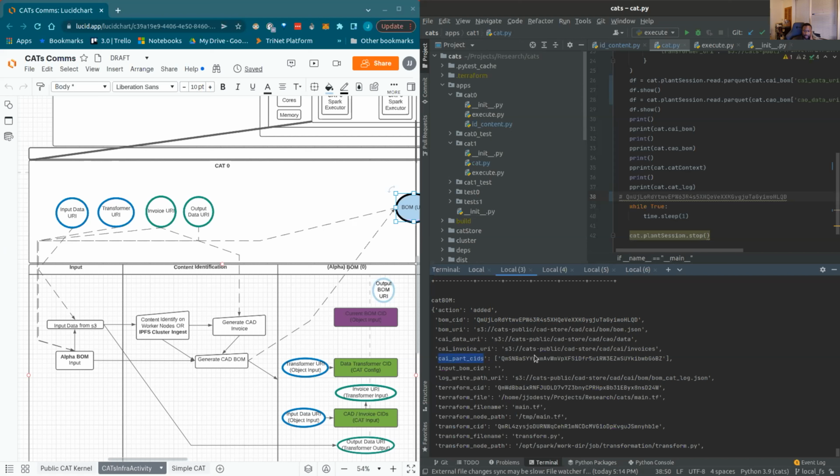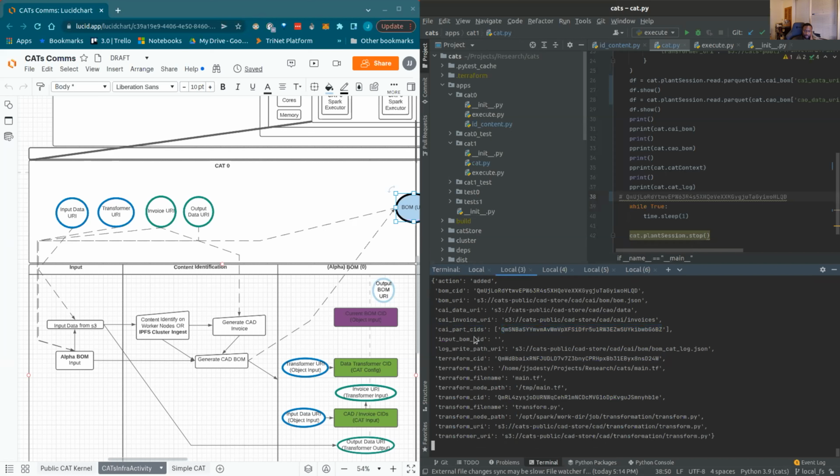This is a data set of a single partition. This partition is on IPFS. There isn't an input BOM because the output of this cat is the input for the subsequent cat, so there's no input BOM CID. This log contains IPFS URIs which change, so that's why they're not in the BOM. Otherwise, the CID would change.